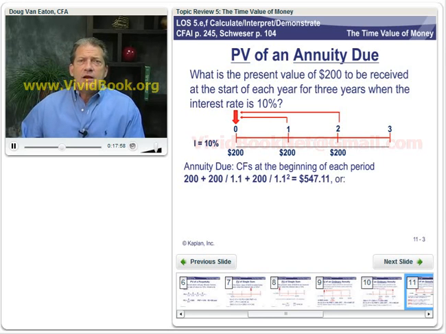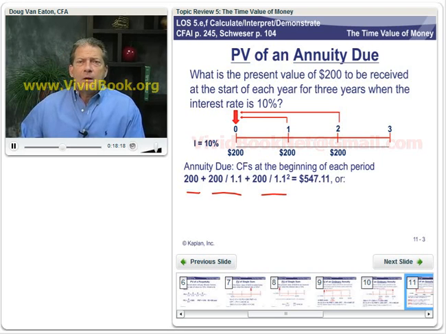Okay. Now we can do each of the individual ones. We've got 200 that's paid to us today. We take the present value of 200 a year from now and the present value of 200 2 years from now, add them all up and get 547.11.